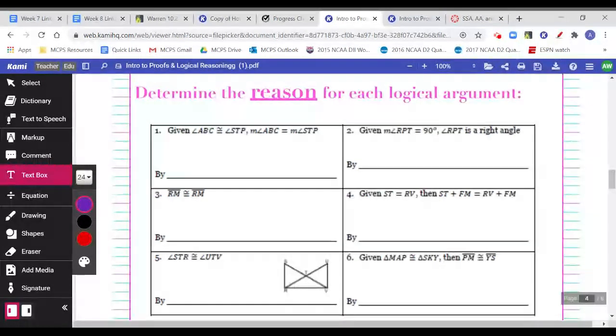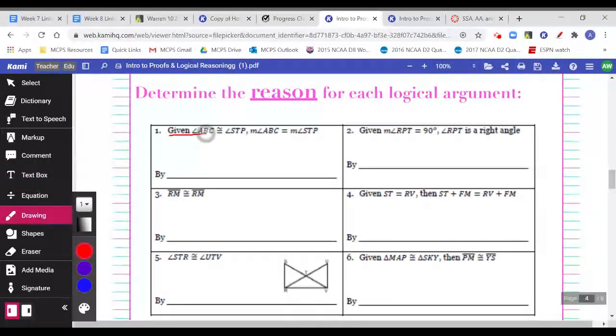So because of that first bullet point that says for every statement you need a reason, we are going to practice just listing the reasons that I can claim certain things are true. So we're just going to work through this one at a time. Look at example number 1. It says that given angle ABC is congruent to angle STP, the measure of angle ABC is equal to the measure of STP. So just to break this down, I have a given statement.